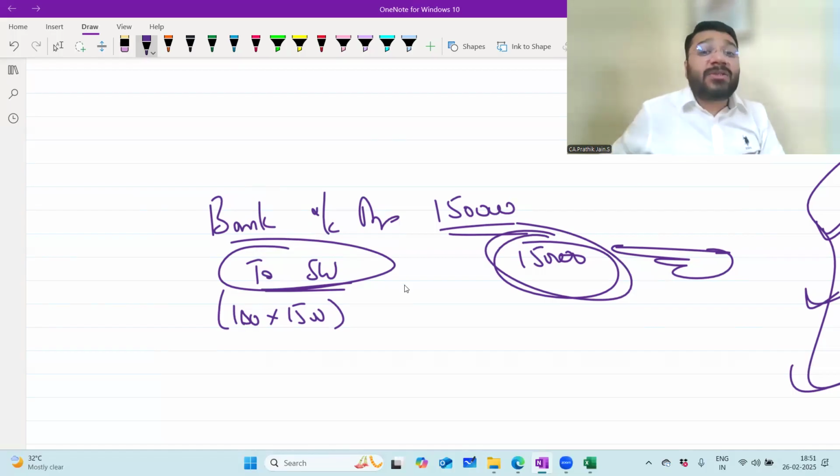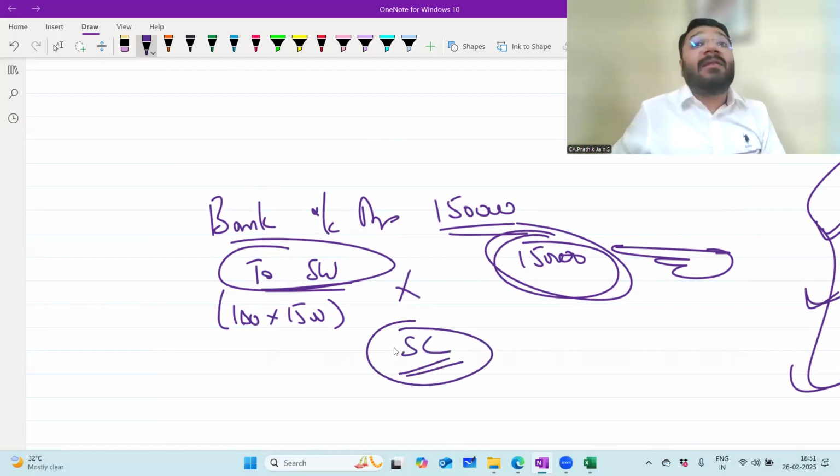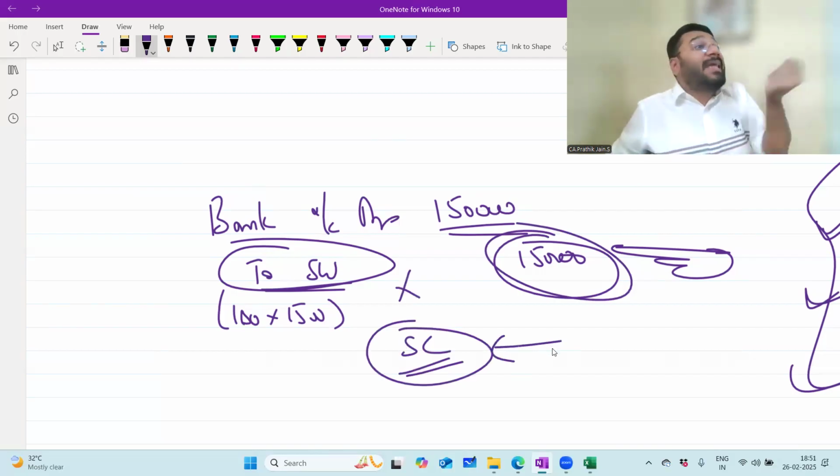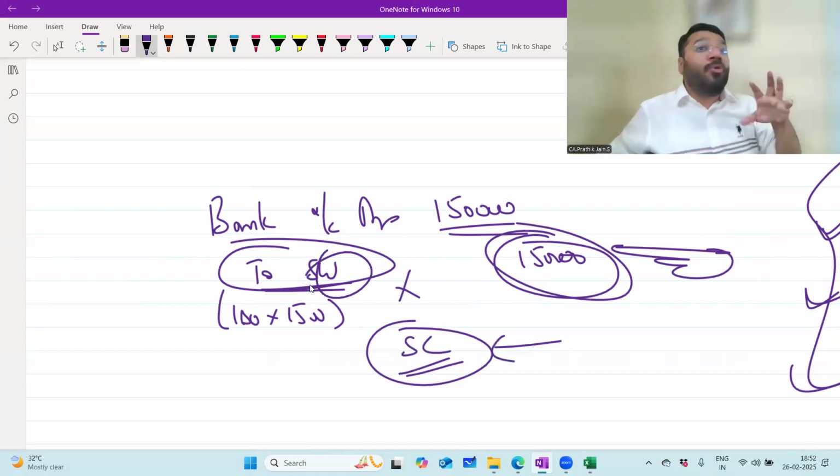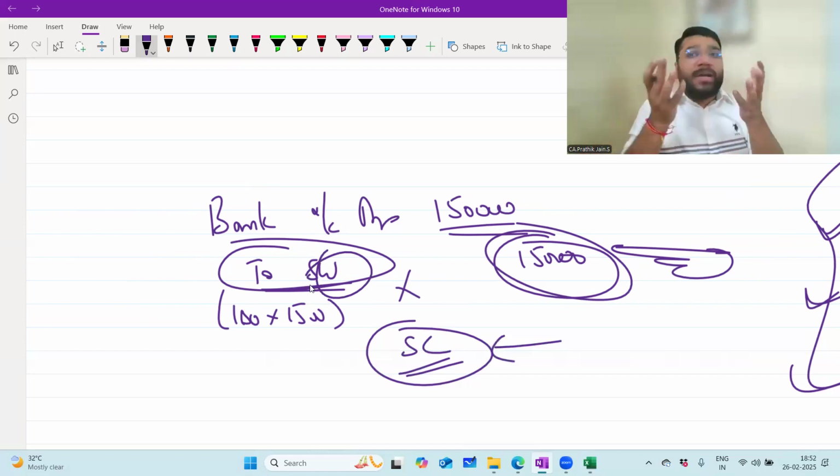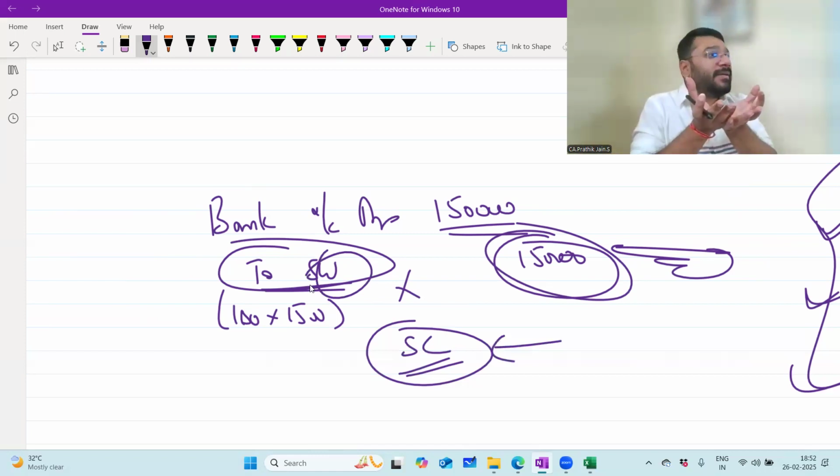If this is not a liability, then where will we classify it? Can I classify this under share capital? The answer is no. Because share capital means shareholders' money. Share capital means the money that is collected against the capital. Is a warrant a capital? No. It is at a raw stage.